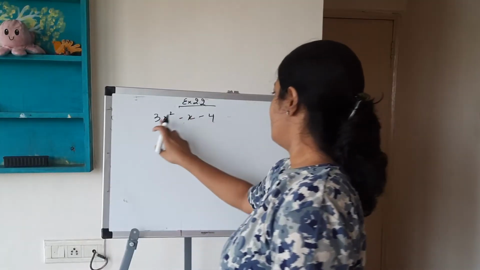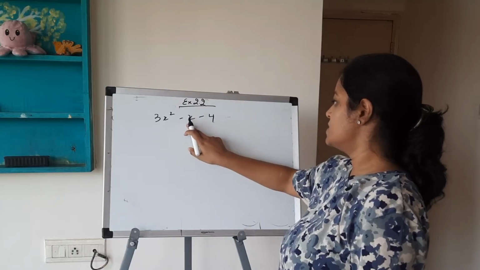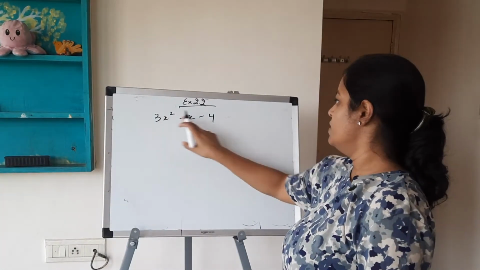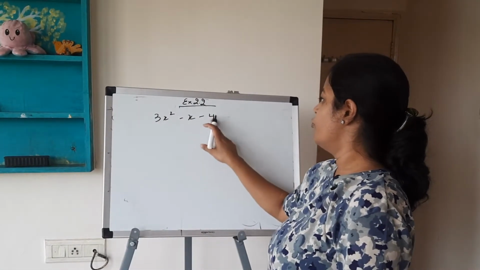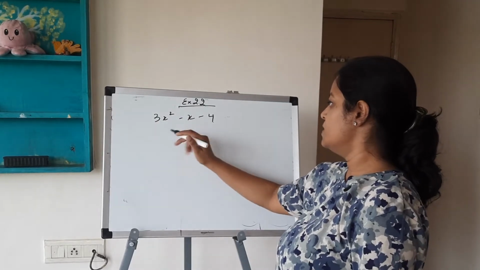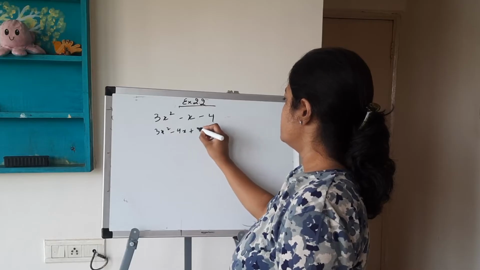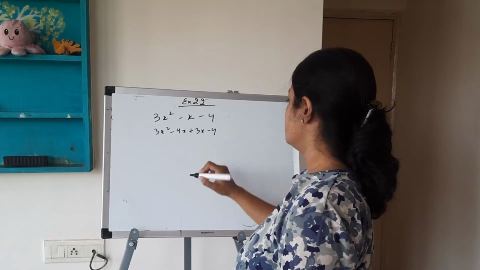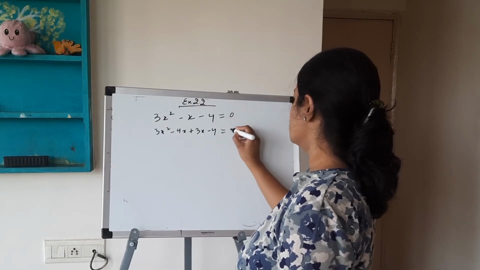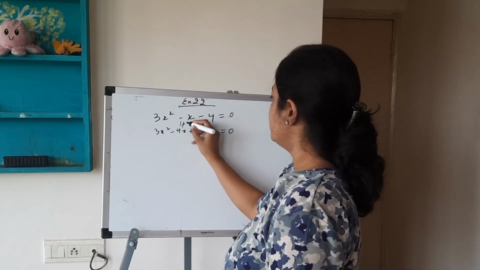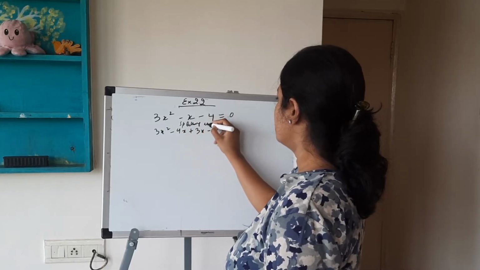So we know we have to split the middle term such that it comes to this. We have the answer here itself. 4 minus 3 is 1. So it has to be 3x square minus 4x plus 3x minus 4, and we are saying equal to 0, right? So if you want to write a commentary, you can write splitting the middle term.